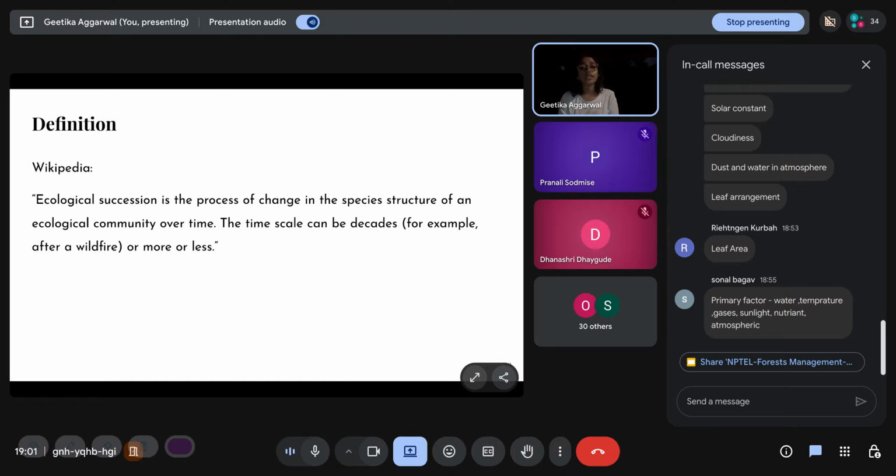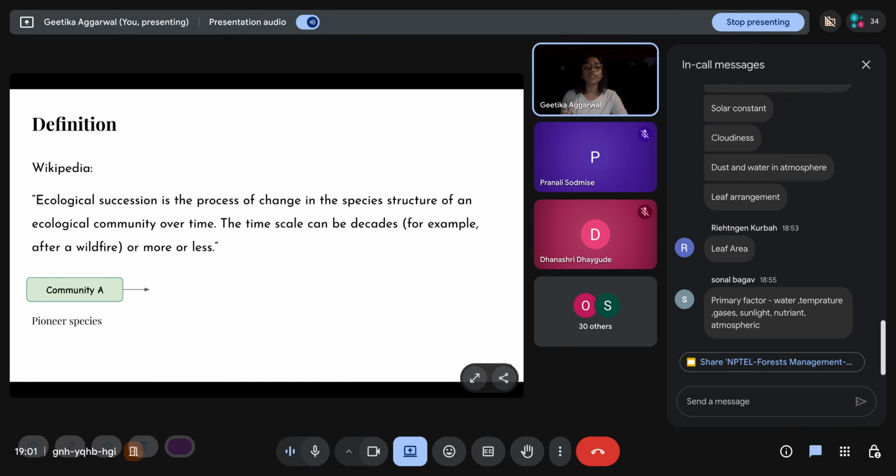And this time scale which we're talking about can range from decades, for example, after a wildfire, which would be an example of a secondary ecological succession, to a little bit more or a little bit less, or a lot more or a lot less, based on what kind of succession and what kind of plant species and area we're talking about. So, ecological succession is a process of change in species structure of a community over time.